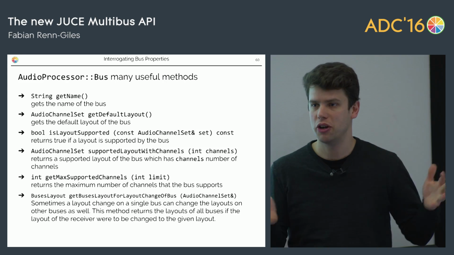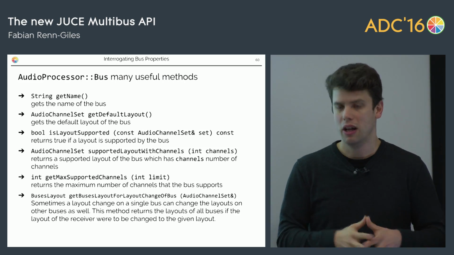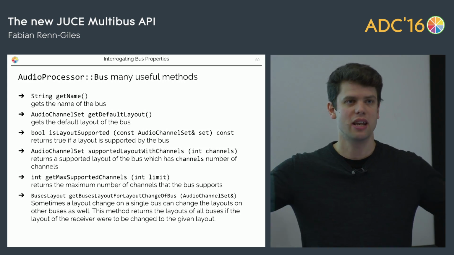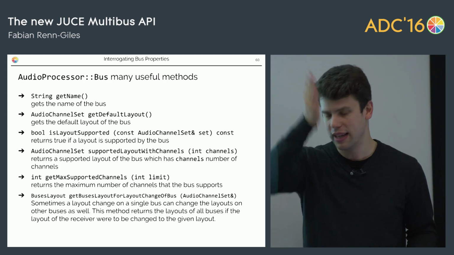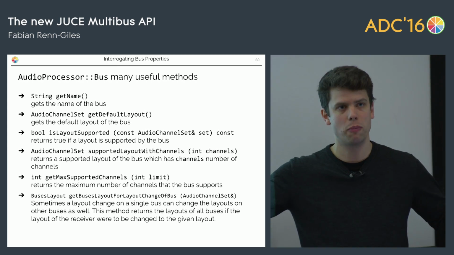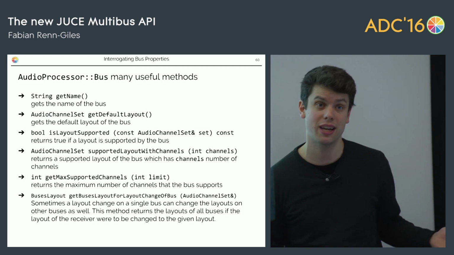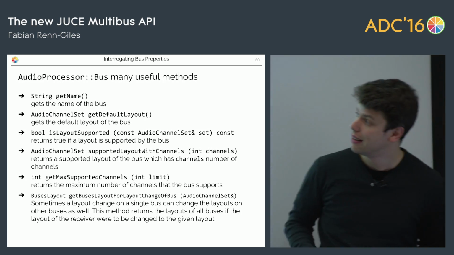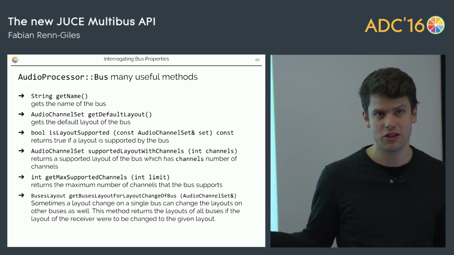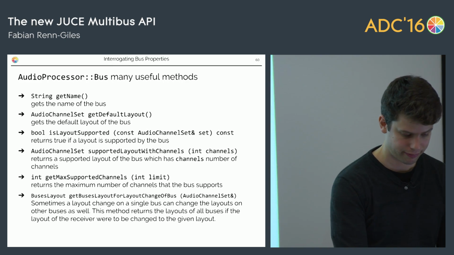You could have a splitter where there's a single input bus and many output buses, and if you change the layout of the input bus, all the layouts of the output buses change to that layout. So that would be a huge change. And this function lets you query that without actually changing the layout of the bus.